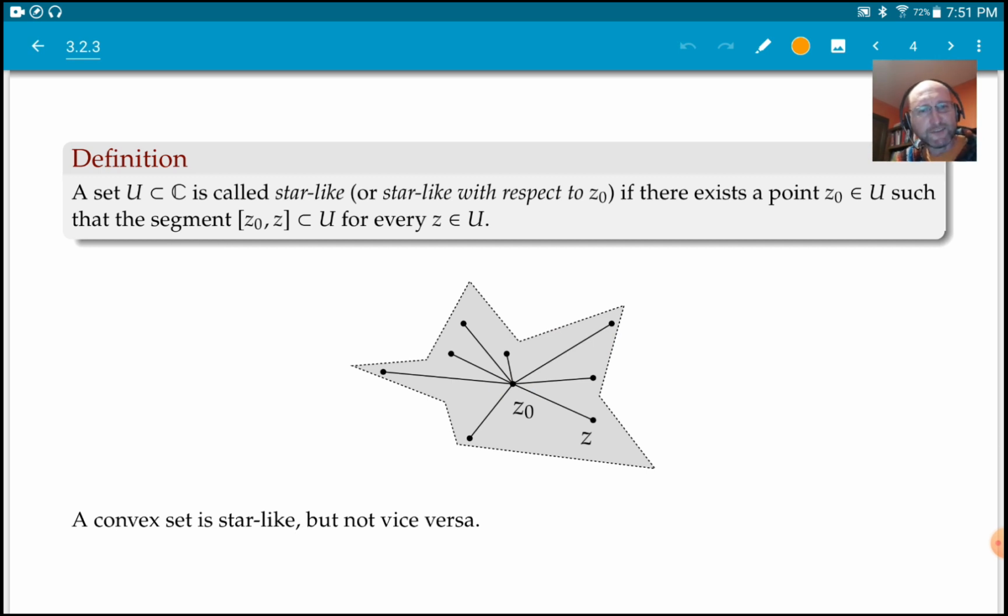But this set over here is not convex, right? The line between these two points is not going to be inside this set. But there's at least one point in this set with respect to which it is star-like. Actually, for this set, it's a bunch of points. It's like a museum that can be watched by a single guard. A single guard sees every point in the museum, right? All right.